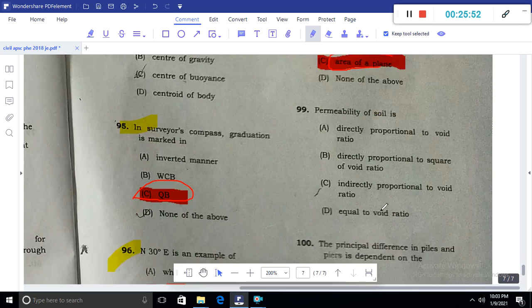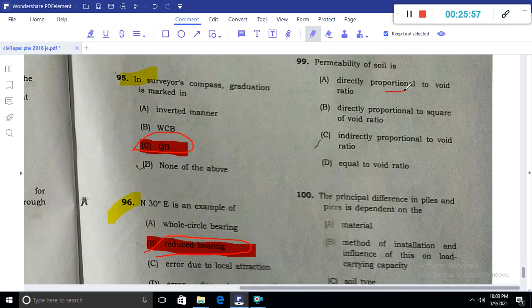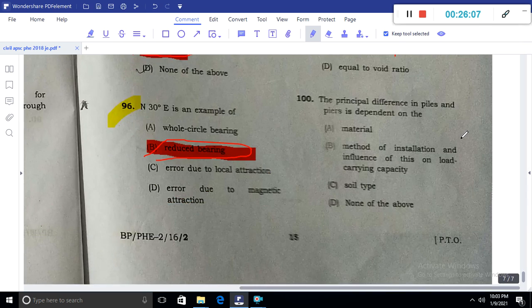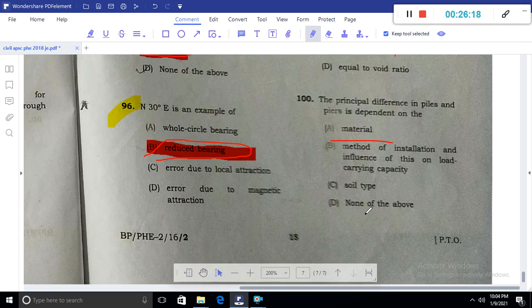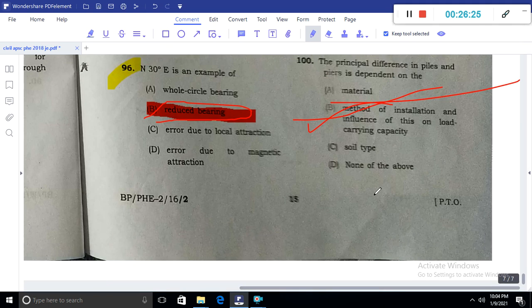Permeability of the soil is directly proportional to void ratio? No. Directly proportional to square of void ratio? Yes, it is correct. So it is directly proportional to the square of the void ratio. The principal difference in piles and piers is dependent on the material, method of installation, and influence on the load carrying capacity, soil type, method of installation and the influence of this on the load carrying capacity. So this is the last question.